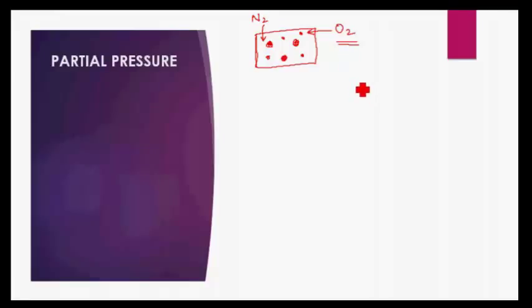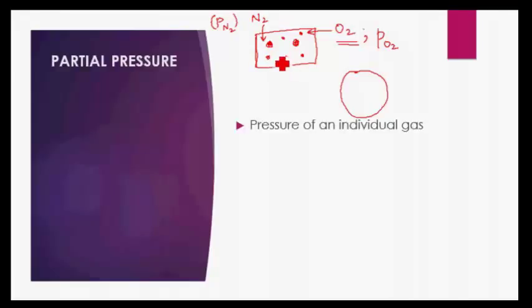That is, if we have a mixture of different gases present in the same container, then the pressure exerted by one single gas, say oxygen, will be the partial pressure of oxygen. Pressure exerted by another single gas, say nitrogen, will be the partial pressure of nitrogen inside that container. So it is the pressure of an individual gas in a given mixture of gases.